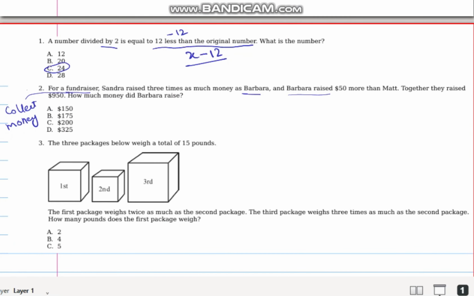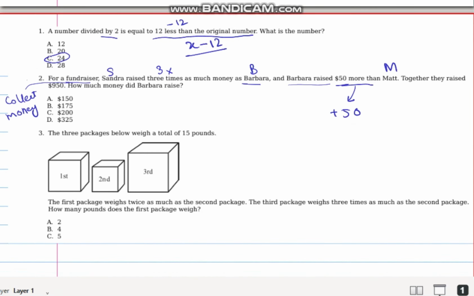Sandra raised three times as much money as Barbara. It means three multiplied by Barbara's money. Let me show Sandra's money with S, Barbara's money with B, and Matt's money with M. And what is meant by 50 more than? It means that 50 will be added.